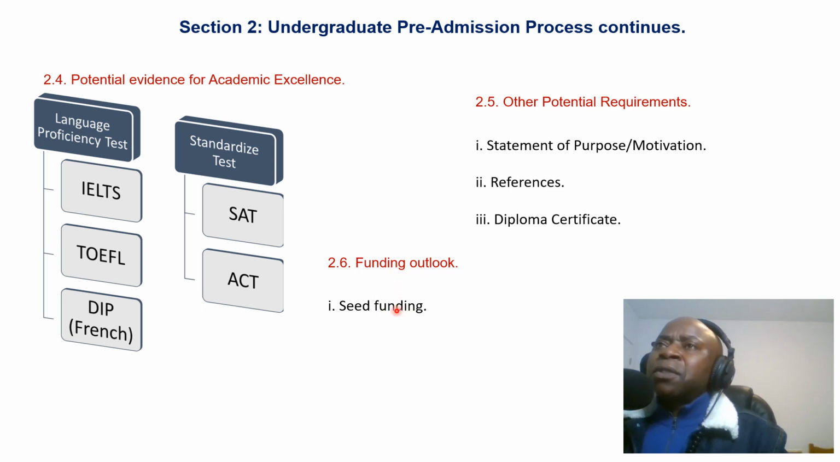So seed funding. Seed funding includes the cost of writing this exam, and this one. Also, seed funding includes the cost of paying the university application fee, the cost of other things that you need to submit your documents. Then it also includes tuition fees and other auxiliary fees.